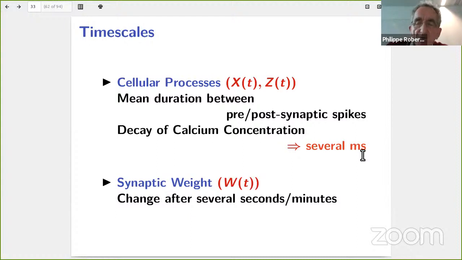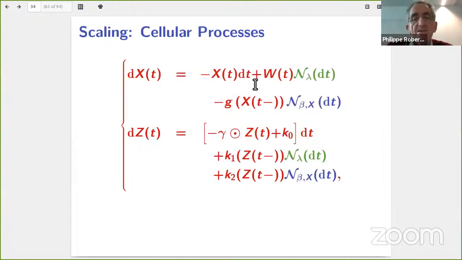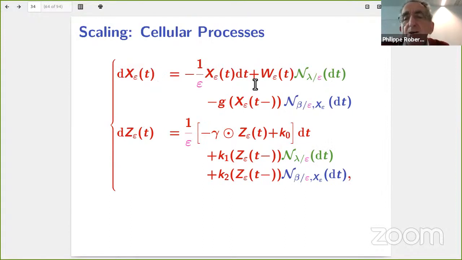Okay, so we have different time scales, and the idea is just to use the fact that these processes will evolve very quickly towards some kind of equilibrium, and we will be able to describe the time evolution of W with respect to this instantaneous equilibrium. Okay, so in other words, just try to have an averaging principle. Okay, so the cellular processes, and the idea is we are going to speed up all of them by a factor 1 over epsilon. So the Poisson process is accelerated by epsilon, so it iterates at lambda over epsilon.